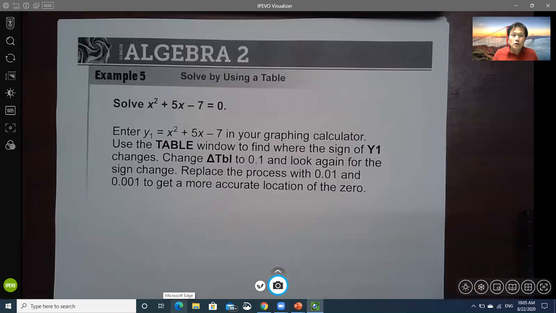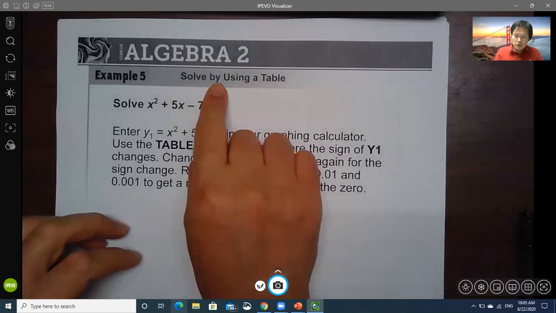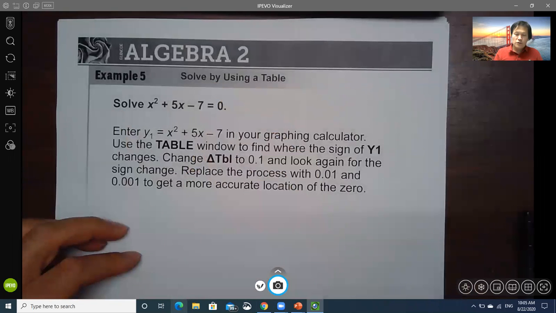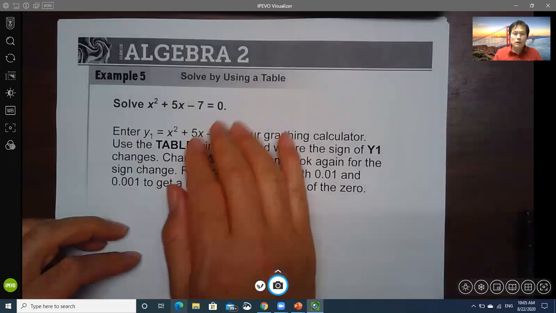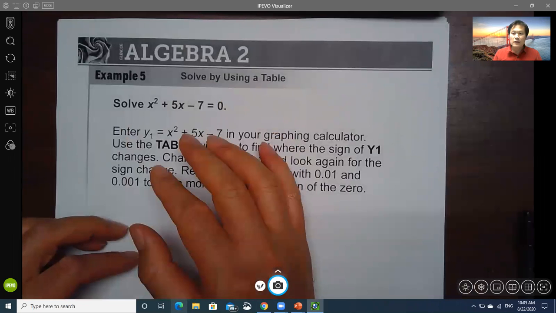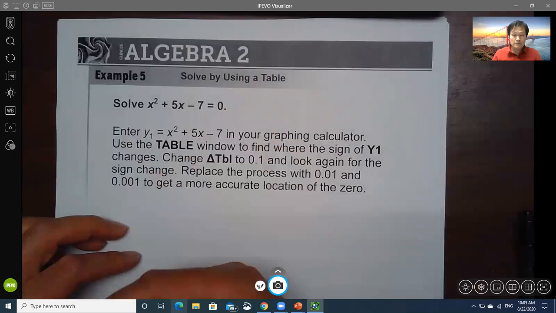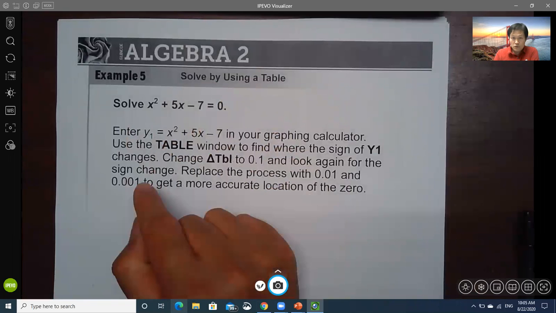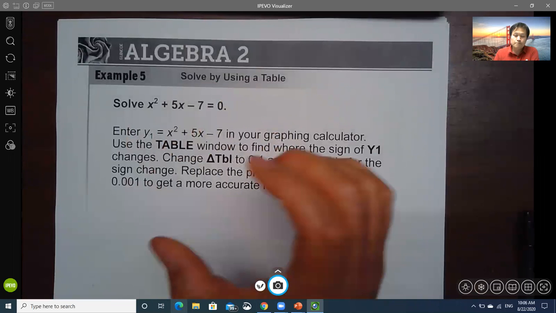Algebra 2, 3-2, part 2. Solve by using a table. Solve this equal to 0. Okay, solving by table, probably this is the least favorite method from my end. What I'll do is I'll just use a graphing calculator and its graphing feature to do it. It's a lot more effective.